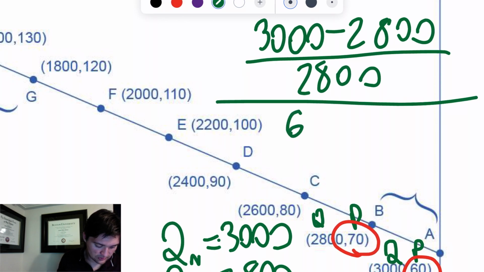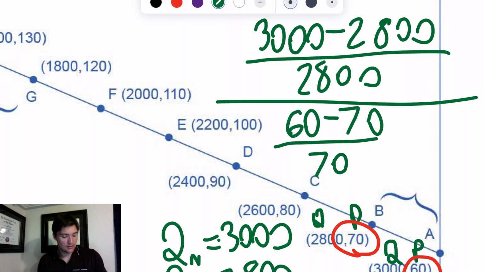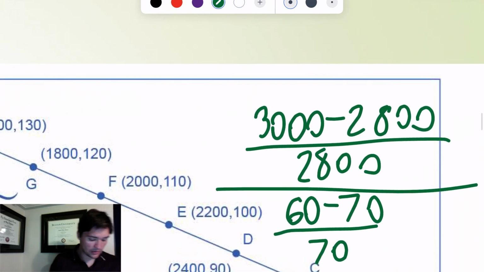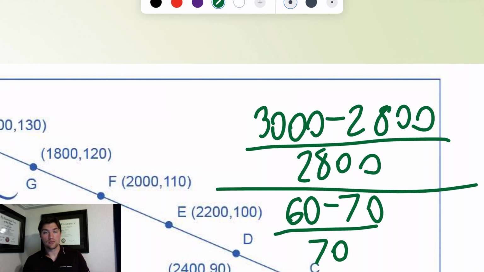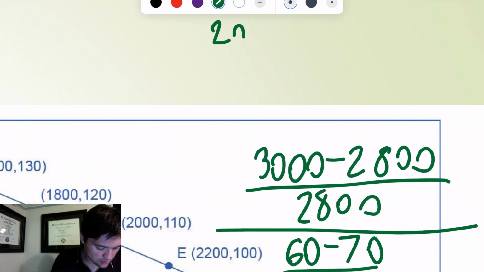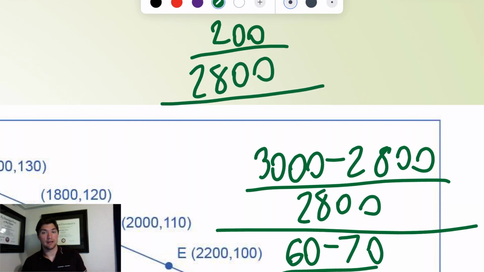So 60 minus 70 divided by 70. Okay, so that will be the percent change in price. Now let's calculate this. On the top here we have 3,000 minus 2,800. That is equal to 200. We're going to take that divided by 2,800. Divide that by 60 minus 70.